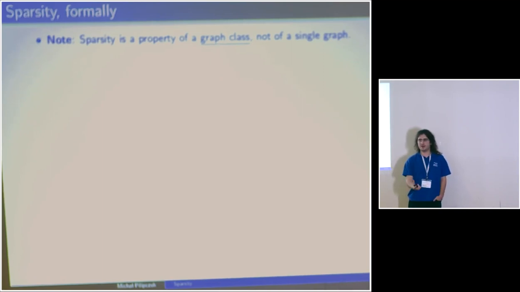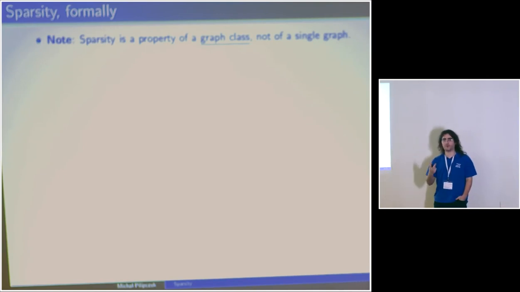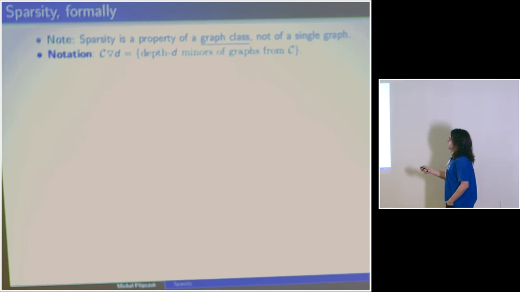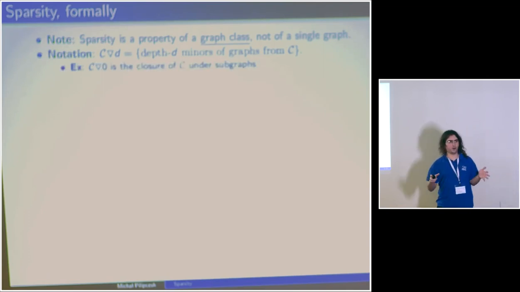Because say K10, is it sparse or not? From one point of view, it's sparse because it is small, or it is not sparse. Sparsity is a property of a graph class, so a set of graphs, an infinite set of graphs. Good. So for a graph class C, I will denote by nabla D, or reduct D, I think it's called, the set of all depth D minors of graphs from C. So they in particular contain all the original graphs.